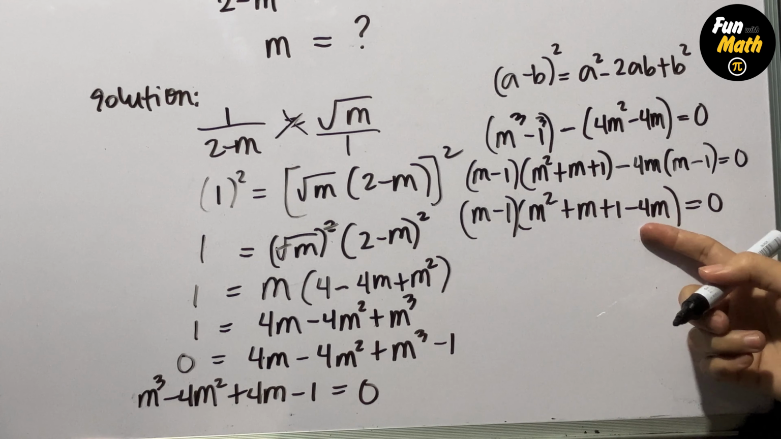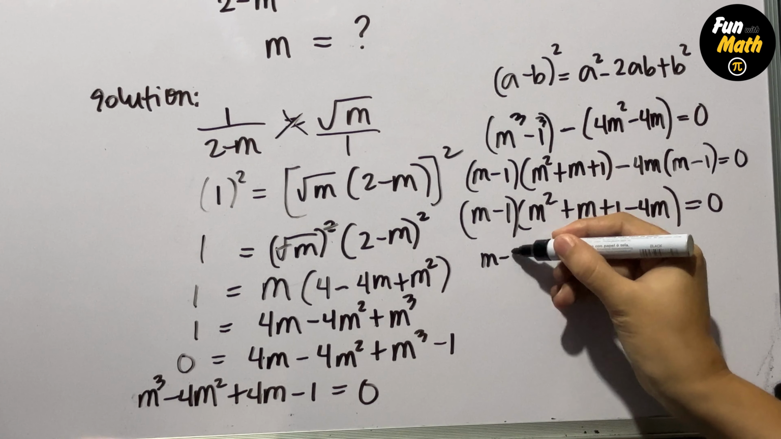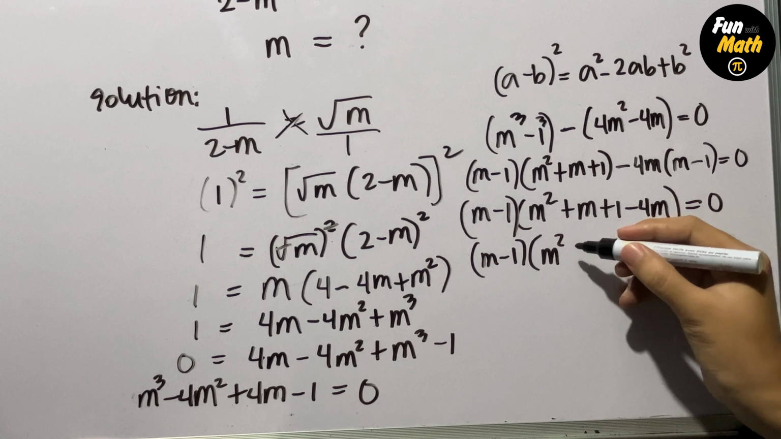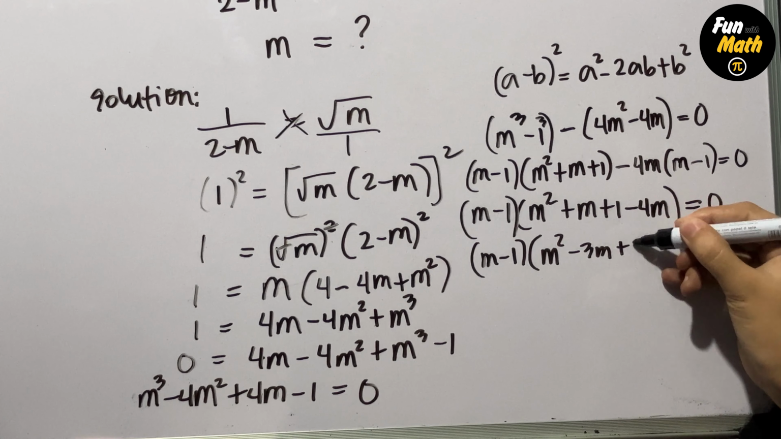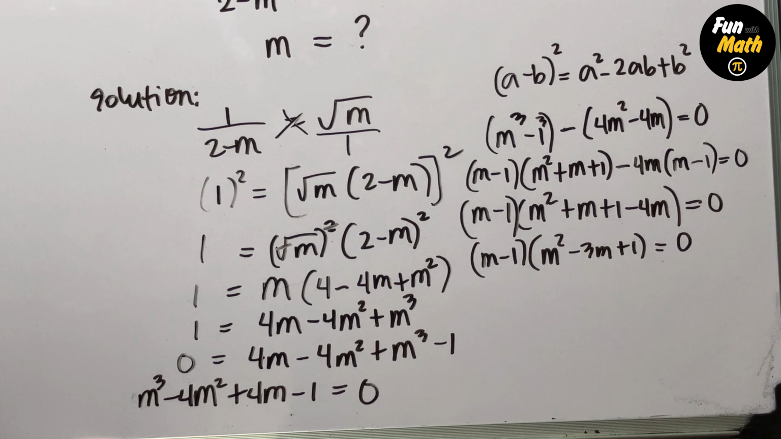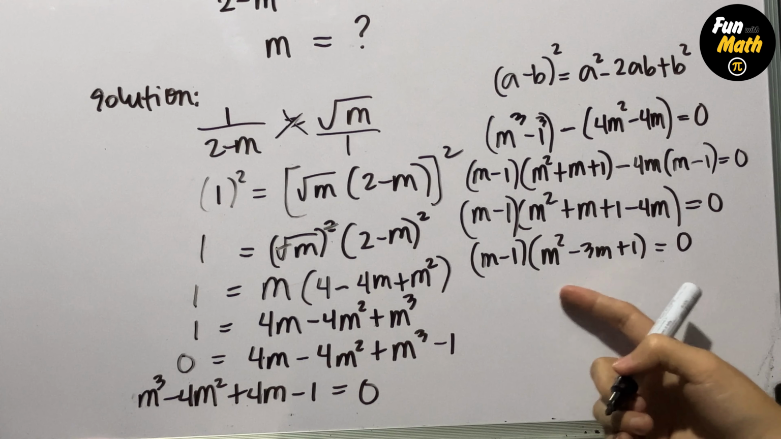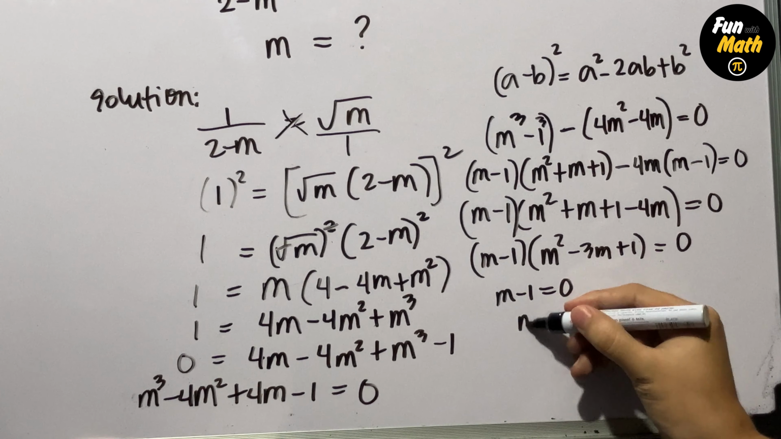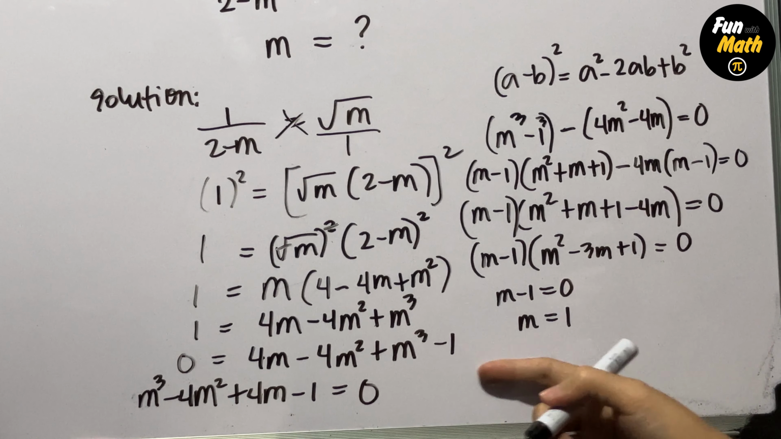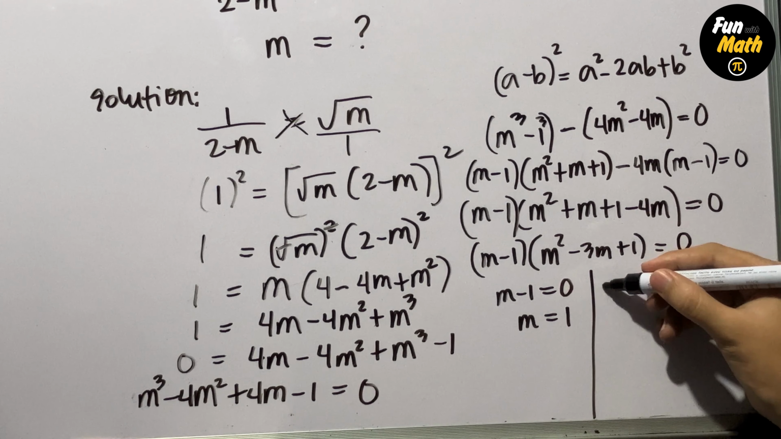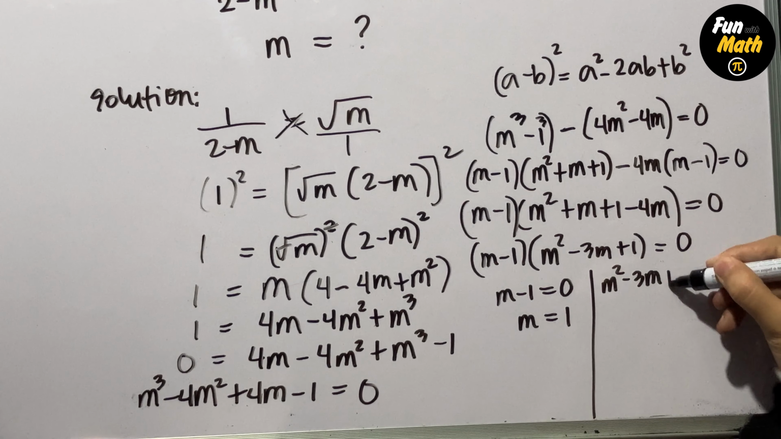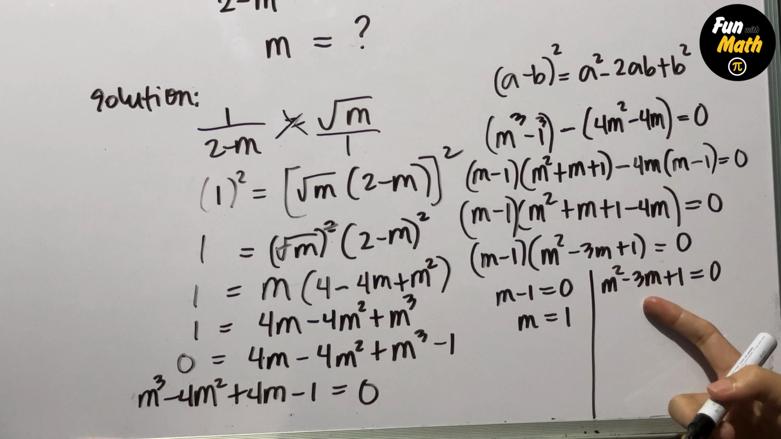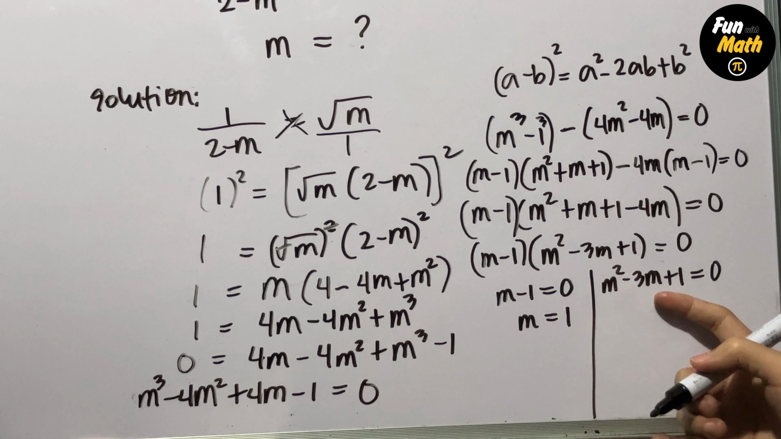Now we can combine like terms. So this is now m minus 1 times m squared, m minus 4m, that is minus 3m, then plus 1 equals 0. Now for this, we can have two equations. First is m minus 1 is equal to 0, and this is m is equal to 1. Another equation is m squared minus 3m plus 1 equals 0. For this, we can use the quadratic formula to find the value of m.